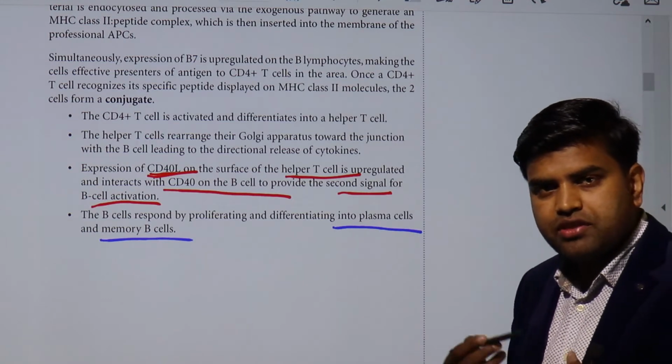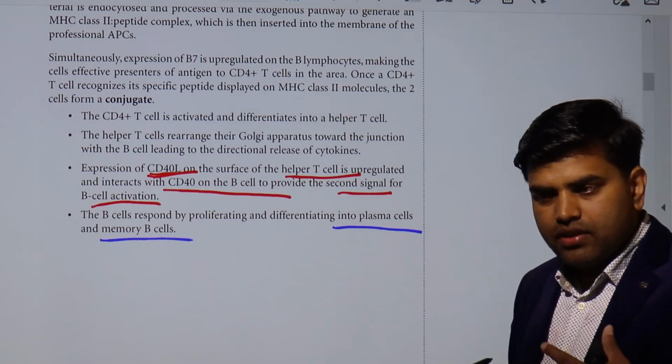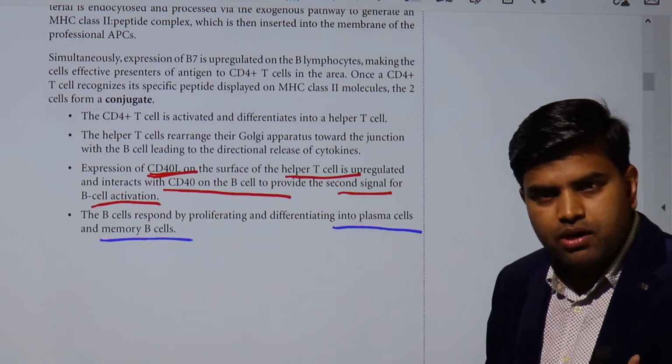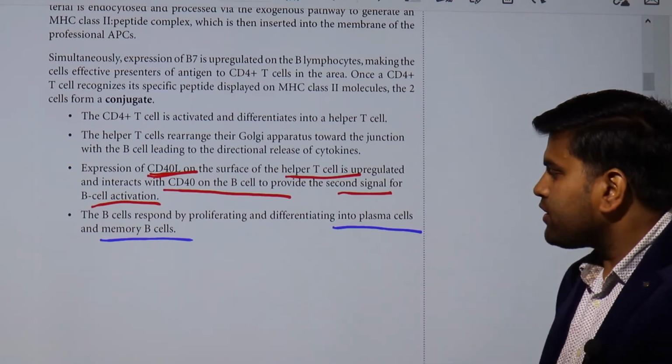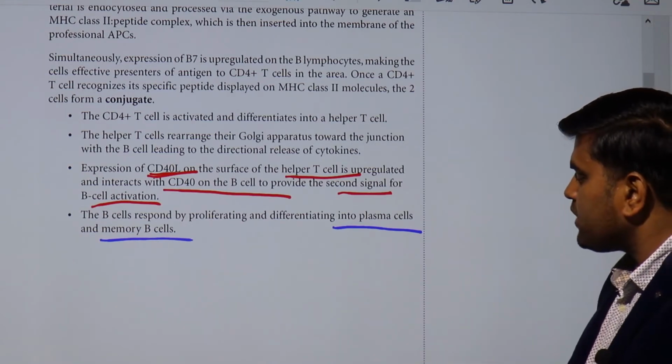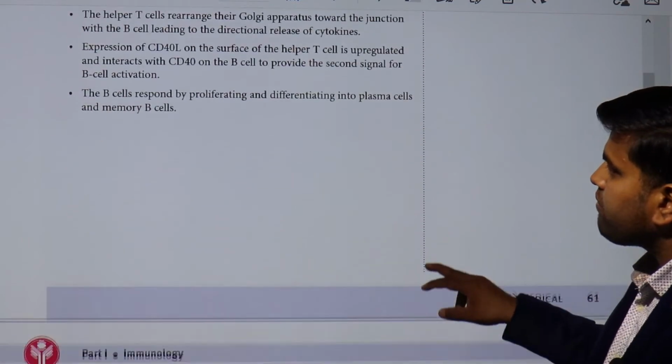This plasma cell will secrete many tons of immunoglobulin M into the environment, and that will now be responsible. The antibody is formed in the environment and that will be fighting your infection.